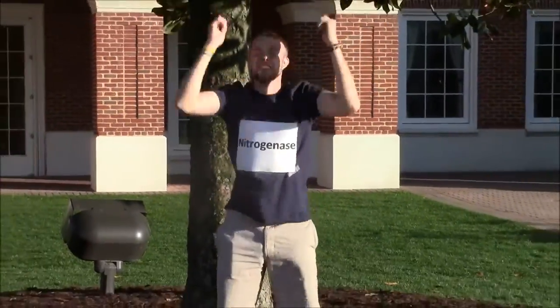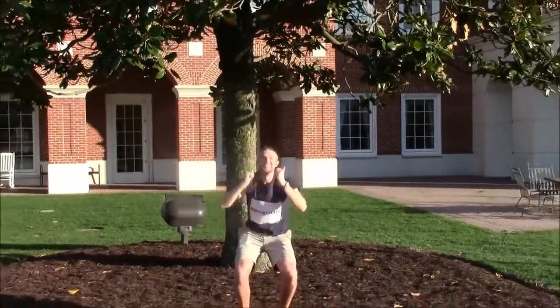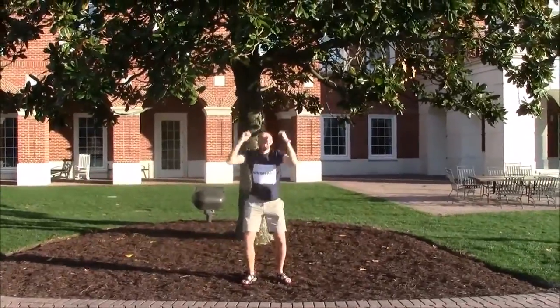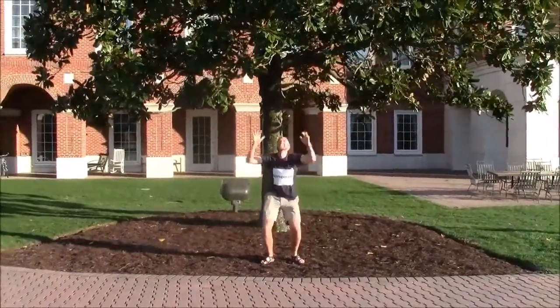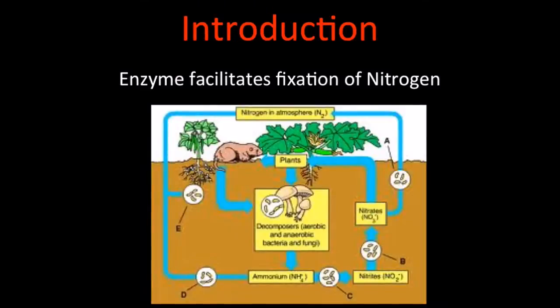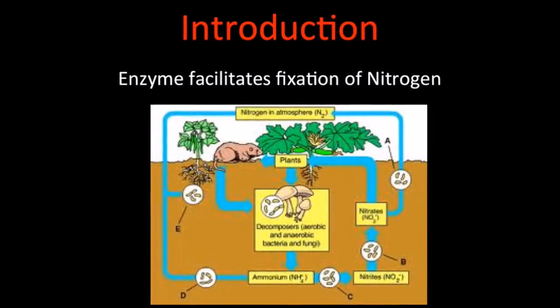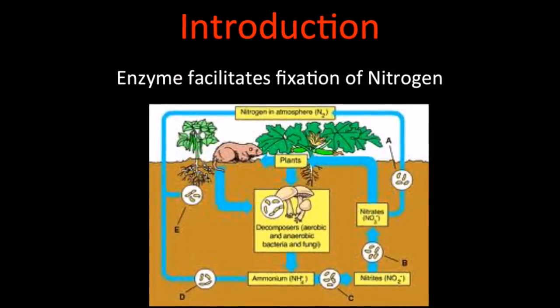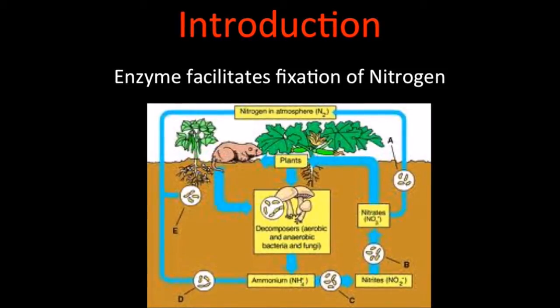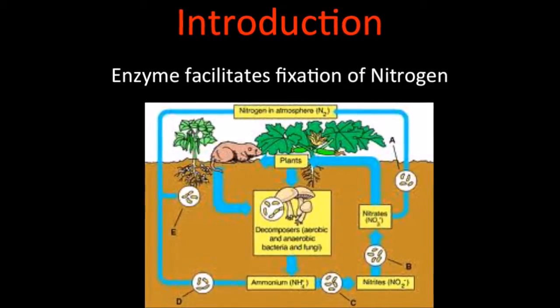Oh, look over there. What is that enzyme under the tree doing? Based off of his name tag, it must be nitrogenase. It appears that he's working really hard. Nitrogenase is an enzyme that facilitates the process of nitrogen fixation, therefore providing chemical energy to living organisms and the biosphere. Let's take a closer look at how it works.